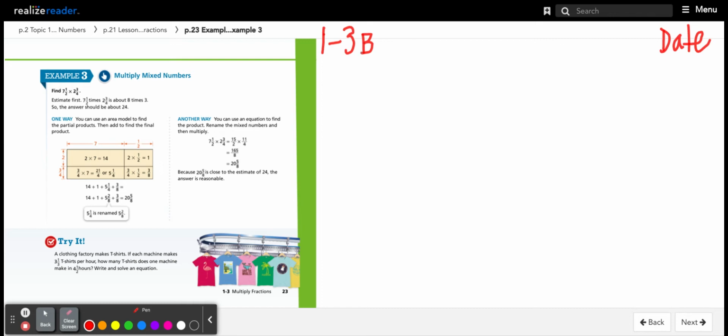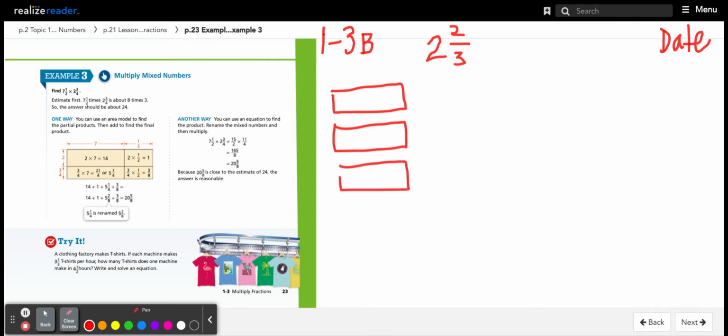So remember, a mixed number is when we have a whole number and a fraction. So for example, if we have 2 2/3, that means that I have 2 wholes and then 2/3 more. So I would have 1 whole, 2 wholes, and then 1/3, 2/3. So 2 2/3 is more than 2 and less than 3. So we're going to be multiplying mixed numbers here.